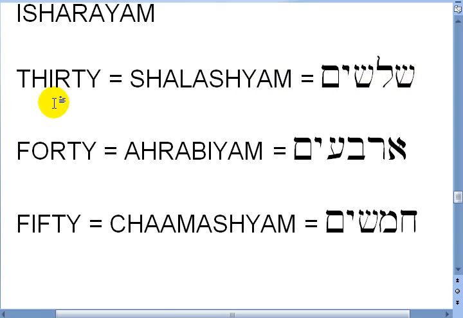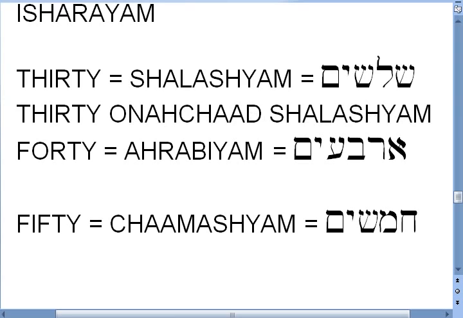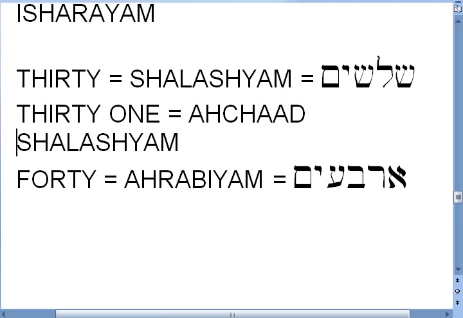And then the way you would say 31 would be Akkad Shalashim. And you would do the same thing, Shanya Shalashim, which is 2 and 30, so 32. Shalash Shalashim would be 33. The same thing, you just keep adding the first number, 1, 2, or 3, at the beginning, and then you add Shalashim, which is 30, at the end. Same thing with 40, 50, all the way down.